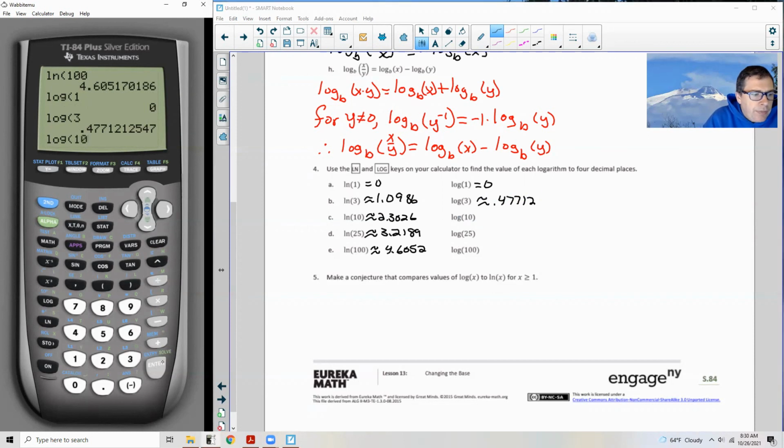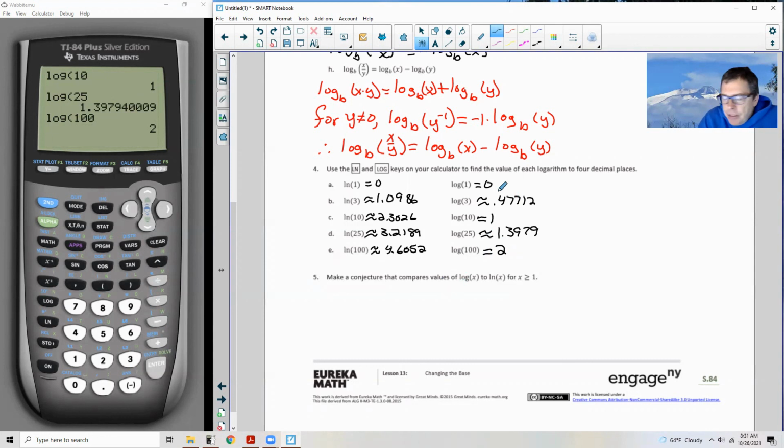Log 10 is 1. Log 25 is going to be 1.3979. And the log of 100 is going to be 2. Okay, so there's just some practice. Oh, and by the way, if I round to 4 decimal places, I should do that to all of them. 0.0000, 0.0000, 1.0000.